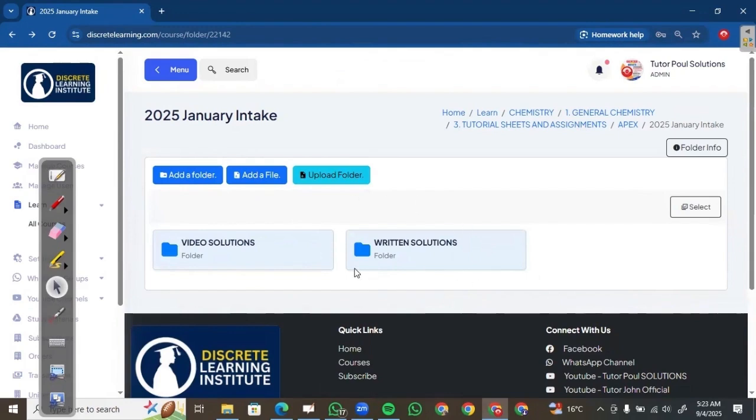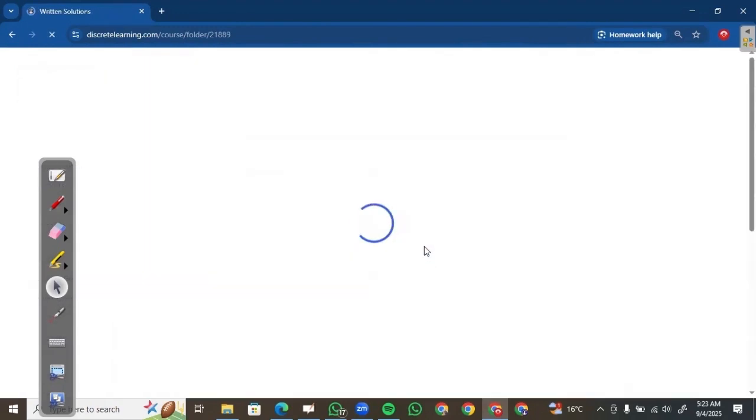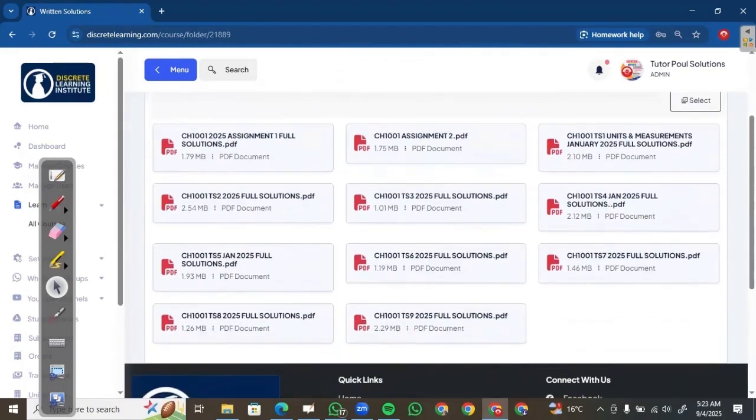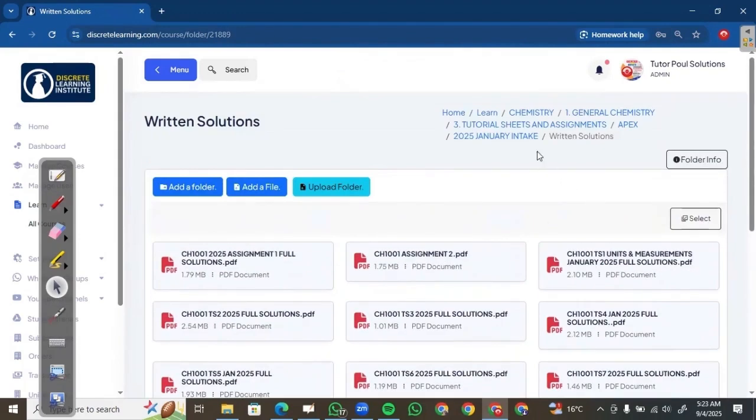And then here we also have written solutions. You can access them. If you open here, you're going to find the written solutions. So this was for the January intake. You can see all these written solutions, they are just waiting for you. So that's how you can access the tutorial sheets or the assignments.